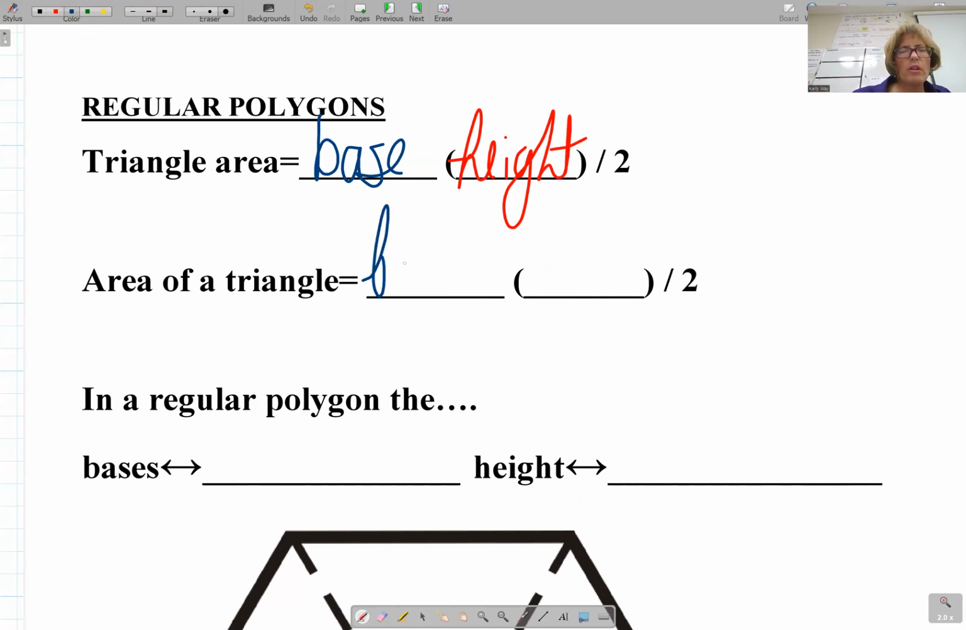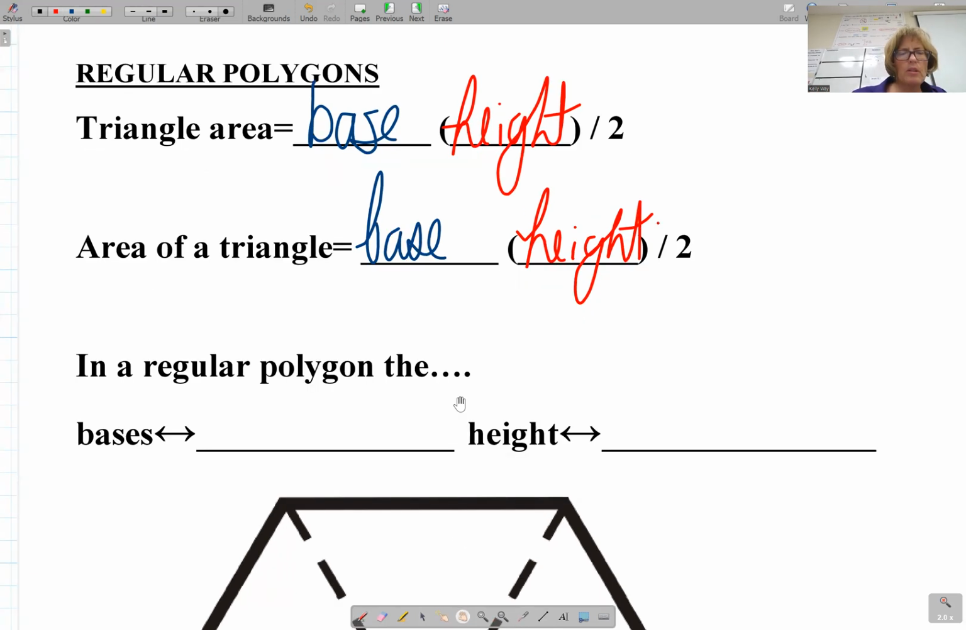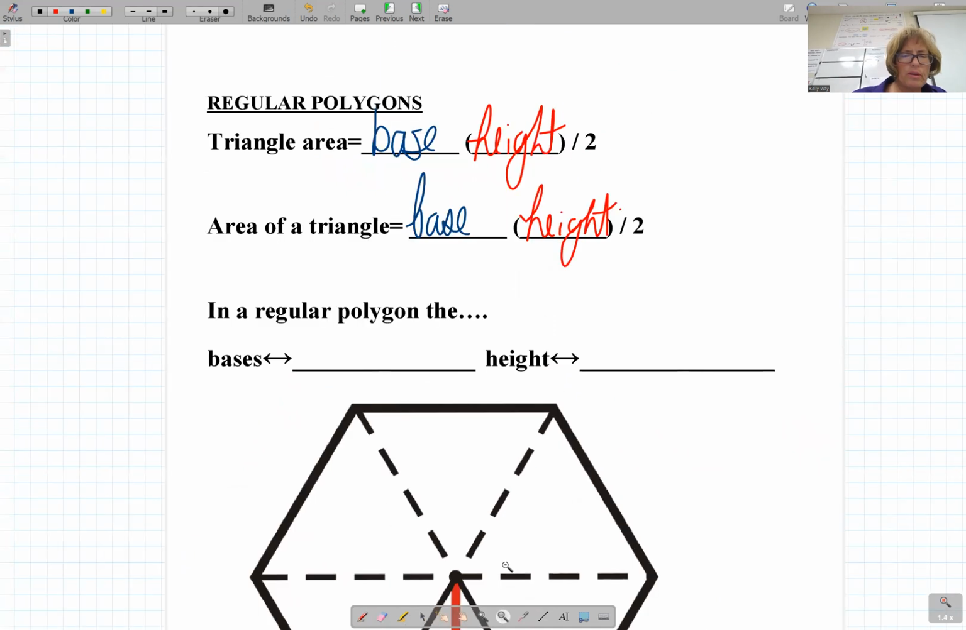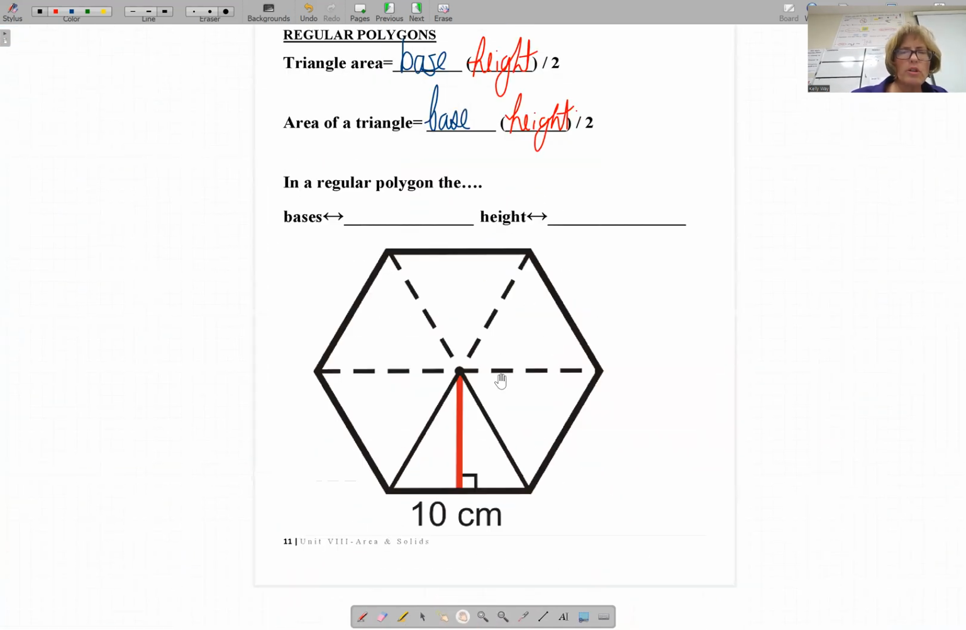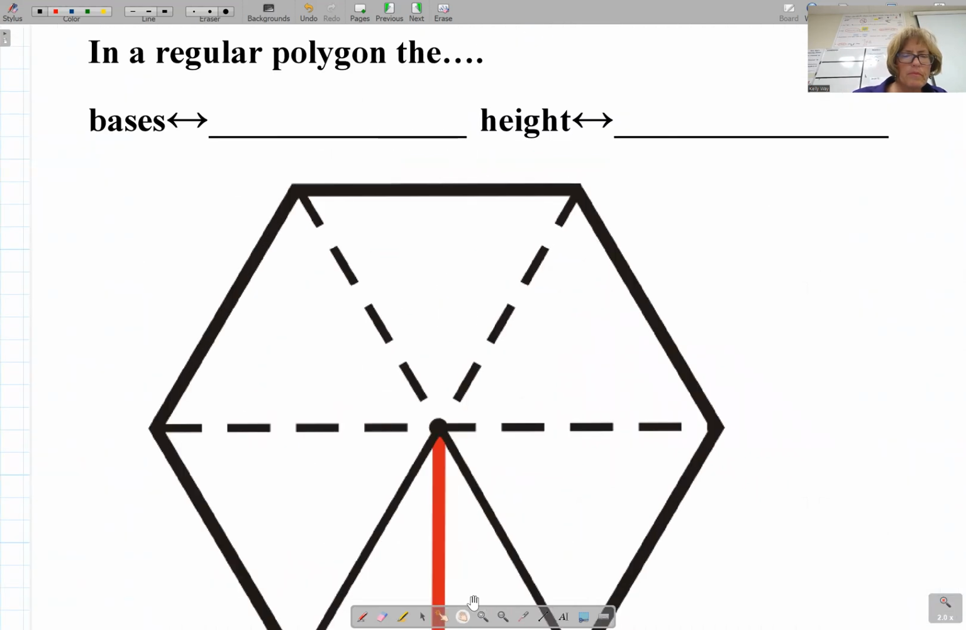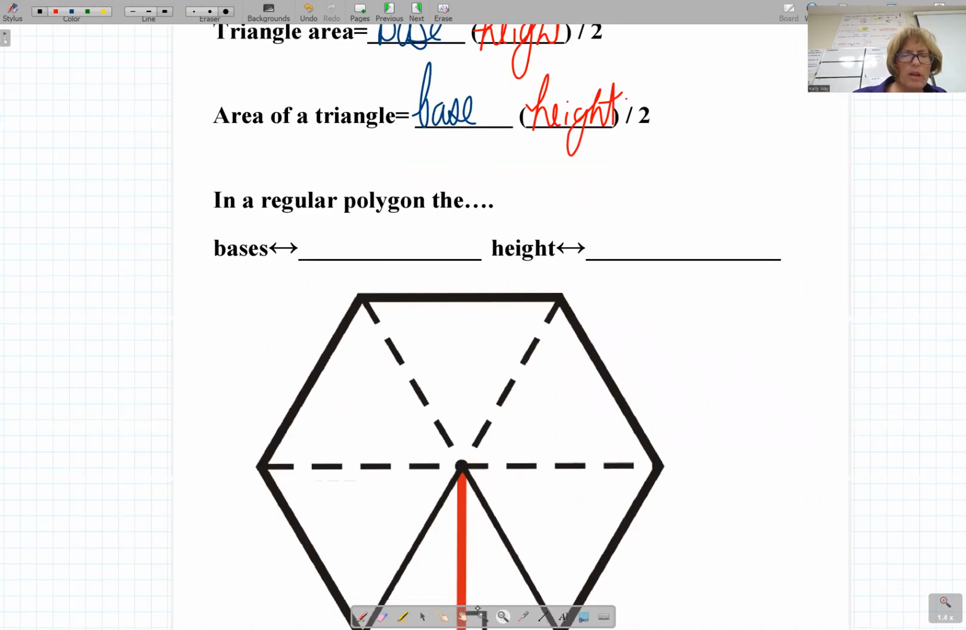Area of a triangle is base times height over 2. Let's take a look here. Trying to show you where the equation comes from. Ready? Okay, here's a regular polygon.